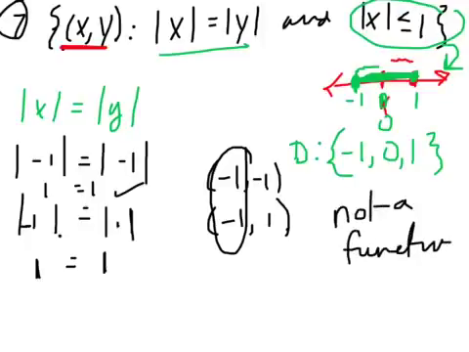Honestly, I think this one would have been easier if we looked at the graph. If I put an absolute value of -1 is equal to absolute value of y, that would have been equal to -1, or it could have been absolute value of -1 is equal to absolute value of -1. We would have had 0, 0. We would have had absolute value of 1 is equal to absolute value of 1, and absolute value of 1 is equal to absolute value of -1. You could see this would fail the vertical line test if you graphed it.